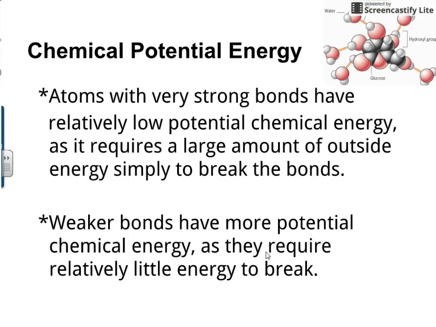So if atoms have very strong bonds, they're not very likely to break. The potential there to break them is very low. So we say that they have low potential chemical energy. You can't break them. It takes a lot of outside energy to break those bonds. So very low potential to be broken, low potential chemical energy. Weaker bonds have a lot more potential chemical energy because they need just a little bit of energy to break. The potential to break them is much greater. So weak bonds have high chemical potential energy.